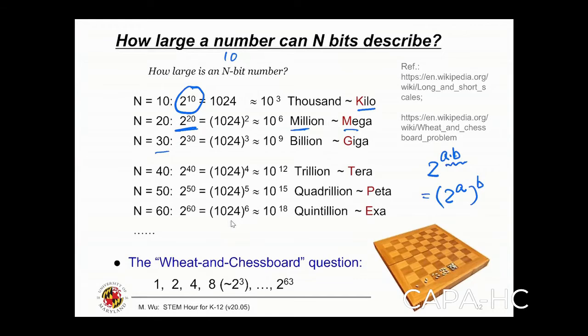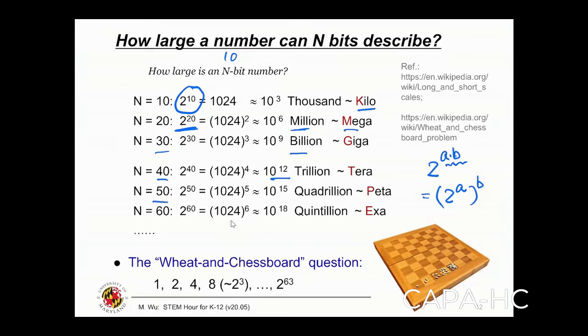So meaning this is a big number. In our decimal system, it will be 1 followed by 9 zeros. So this is 1 billion, and in short name, we call them giga. And we can continue. So 40 bits, it will be 10 to the 12th. That's a trillion. Short name will be tera.